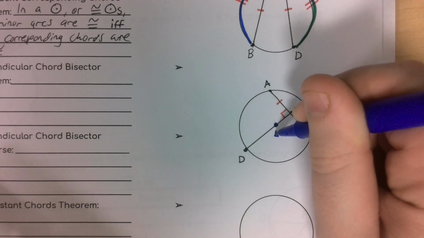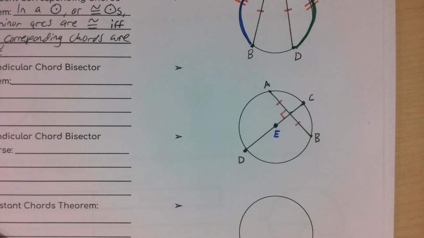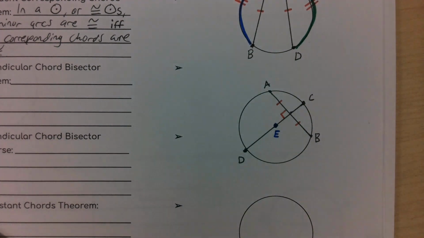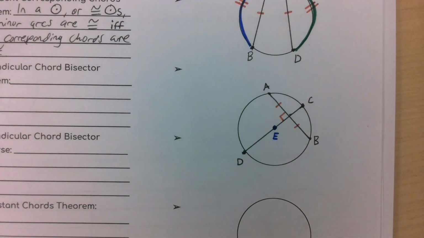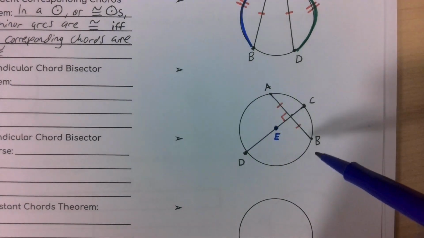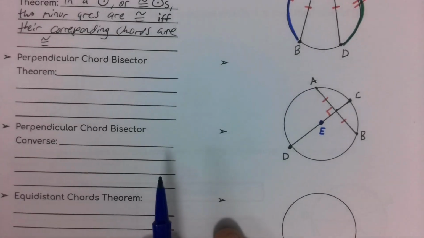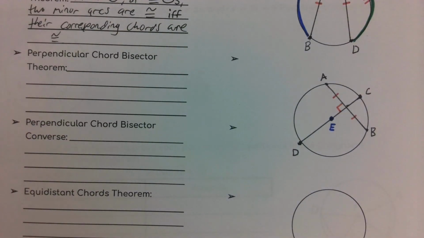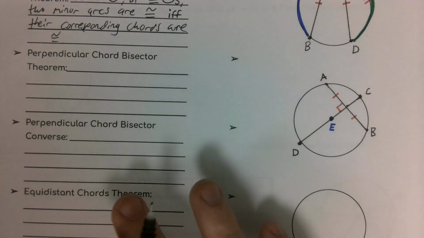We'll call this E. What do we call a chord that goes through the center of a circle? Well, we call it a diameter. So it turns out, if you try to make a perpendicular bisector to a chord, you get a diameter every single time. No matter how you place your chord, if you are cutting it in half perpendicularly, you're going to make a diameter. And that's what this theorem says.